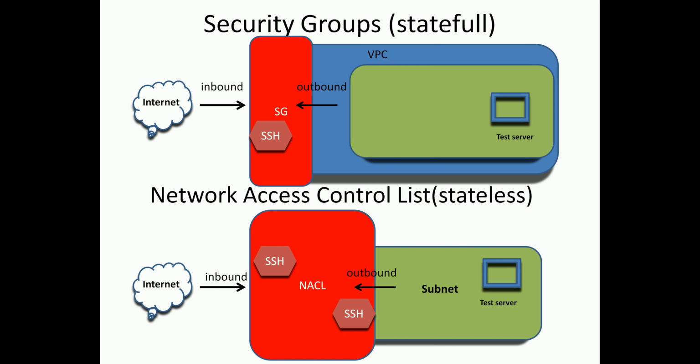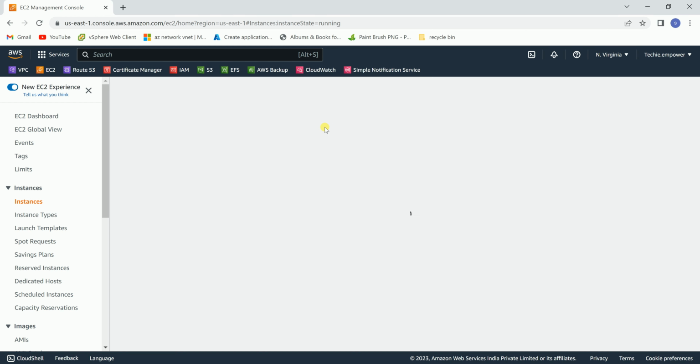The security group can be applied to resources, but NACL can be applied only to subnets. So where you allowed SSH for inbound traffic, you also need to configure outbound SSH so that the server can communicate back to the internet in order to establish the SSH connection. Now we'll see how to implement security groups and network access control lists in AWS.